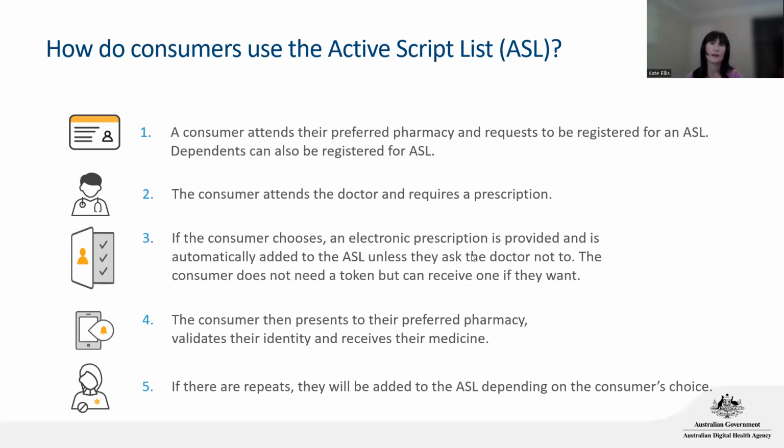Kate, my name's Catherine. Thanks for your presentation. I was just wondering if you could talk about, so for me, I've got a couple of kids and they have prescriptions too. Is active script list the best way to manage the variety of people's prescriptions that I'm trying to manage, or how's best to do that when you're looking after a number of people's prescriptions? That's a really good question.